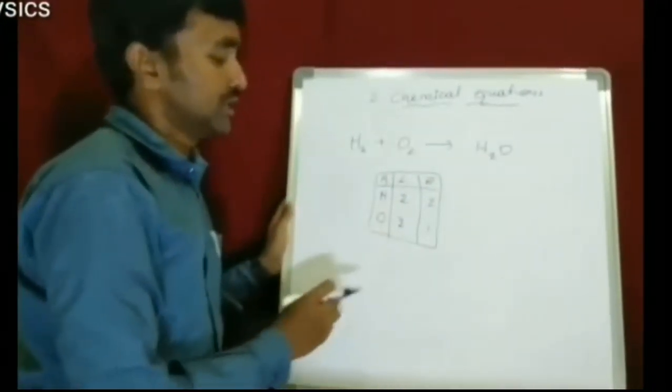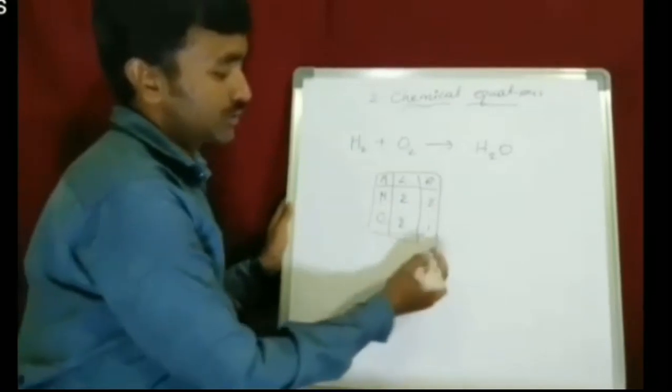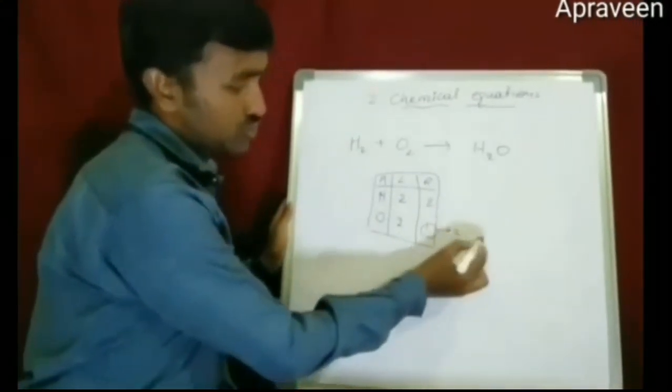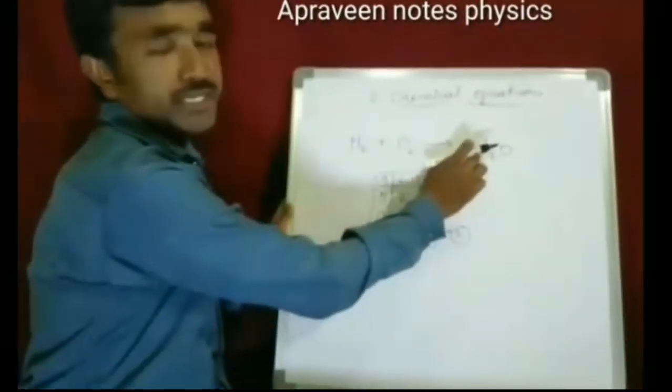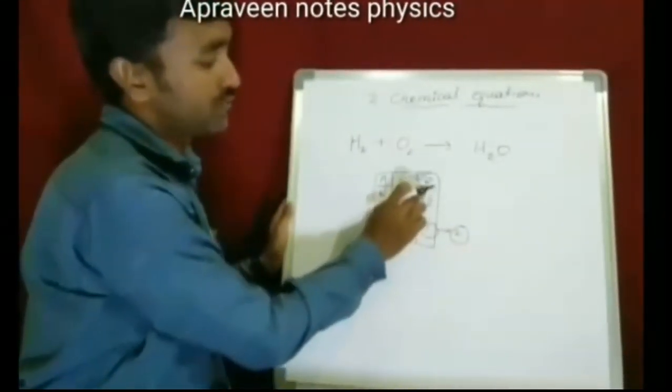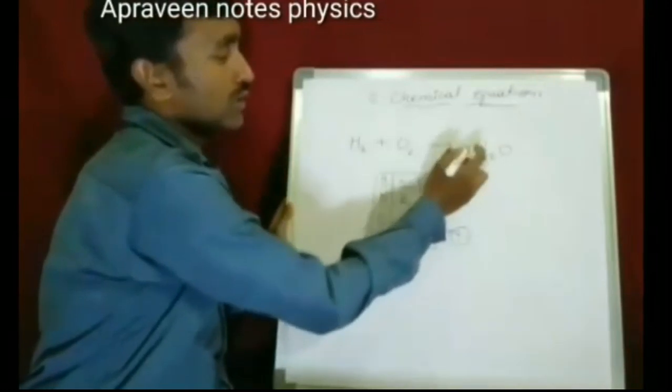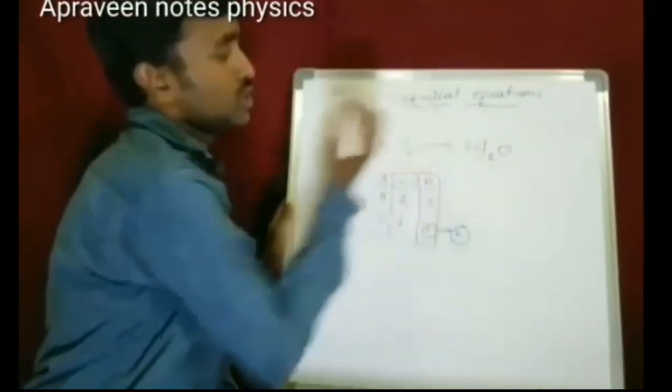So how to make this balance? Here you require 2. So these 2 we can use as a coefficient before H2O because it differs on the right hand side. So I will use that coefficient 2 here.